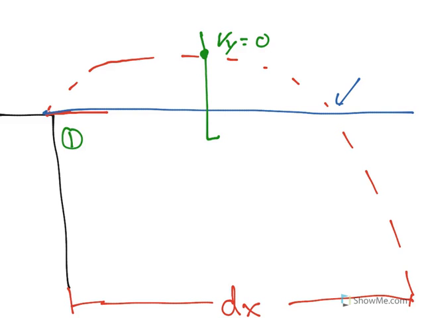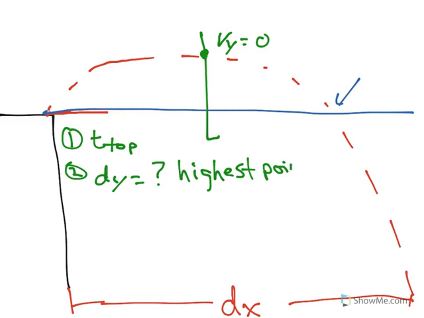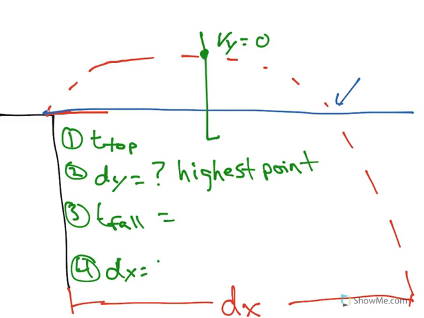First step, time to the top. Second step, figure out the total height of the ball, the highest point for the ball, at the highest point. Okay? Step 3, find how long it takes to fall for that. So how long would it take to fall from that point? Then the last step, step 4, find dx. Okay? So let's take these one step at a time. So I've told you you've got to find the time to the top.